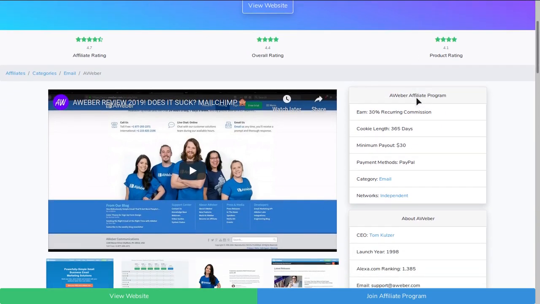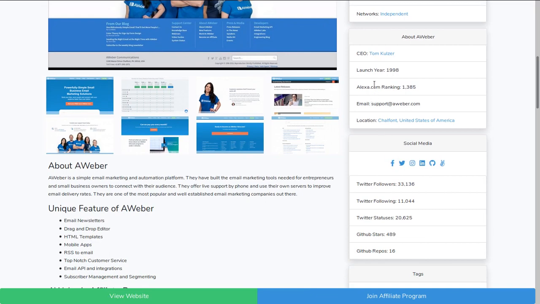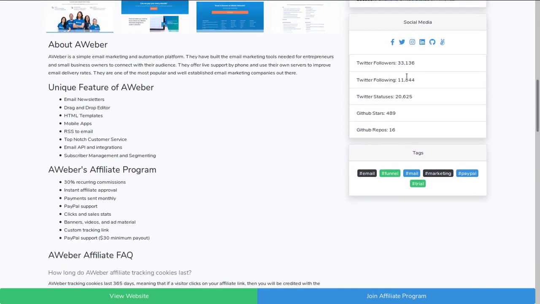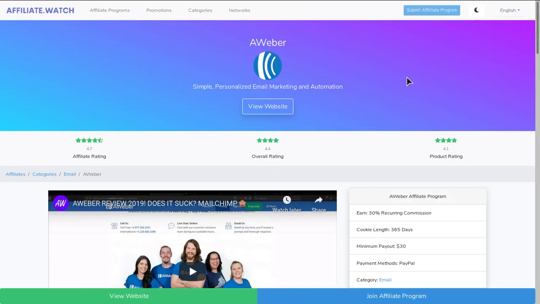Next company, the last one we're going to be going over, is also great, and it is known as AWeber, and it's very, very easy to get started with this company as an affiliate. They pay 30% recurring commissions. Their cookie length is an entire year, 365 days, and they have a minimum payout of $30, and they pay out via PayPal, and they're an independent affiliate program, not on any network. They launched in 1998. And they have an Alexa ranking of 1,385.